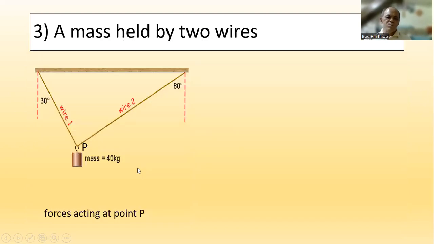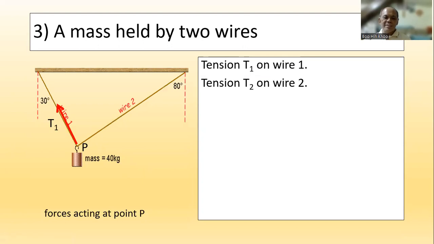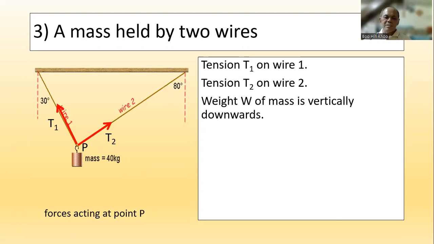A mass held by two wires. We should know how to draw the forces at the point P. T1 is the tension in wire 1. T2 is the tension in wire 2. W is the weight, act vertically downwards. So all the three forces pass through this point there.